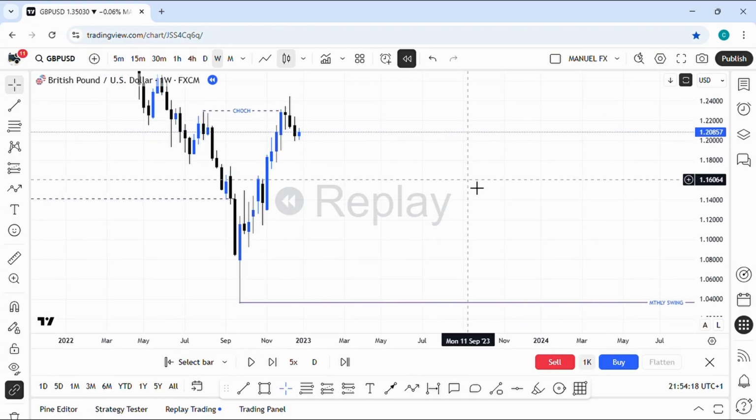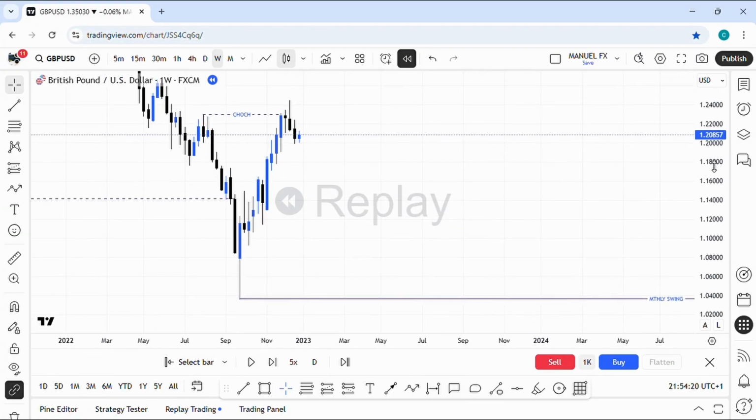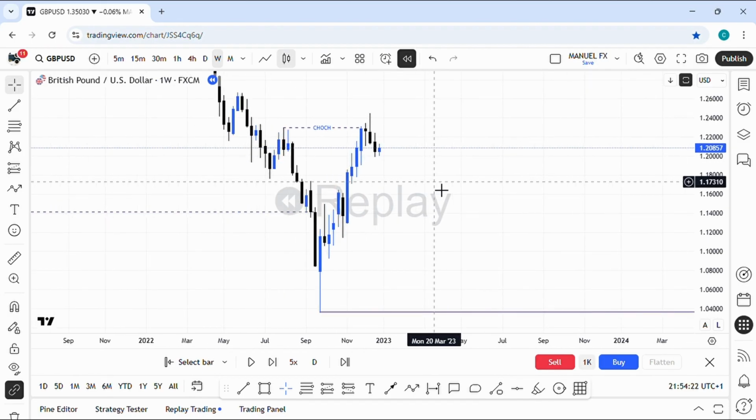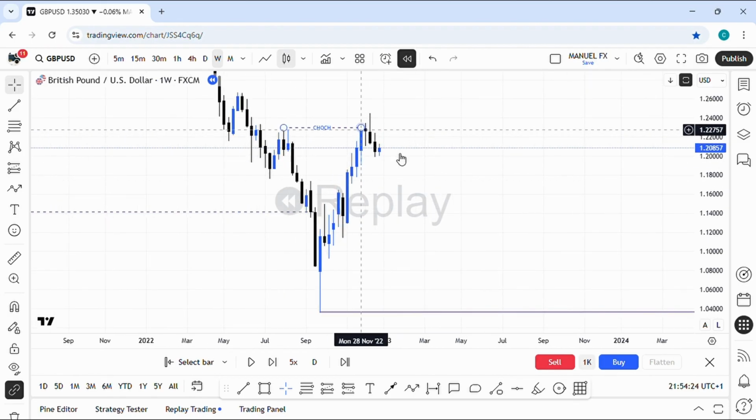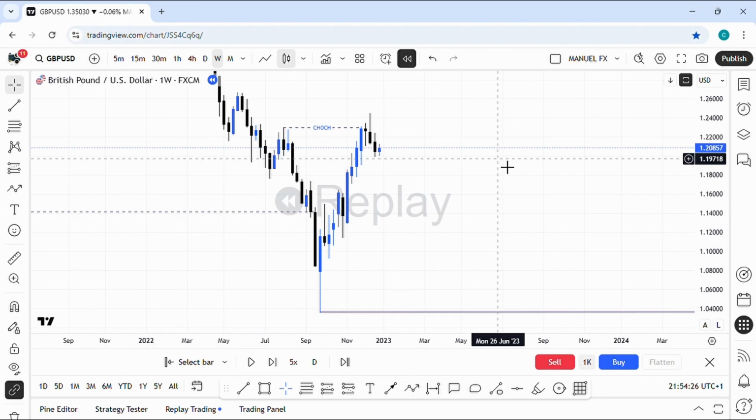Take out the inducement. Now remember I told you that once you see a change of character, the price should take out the inducement, based on two types of inducement. There is inducement after a change of character, and there is inducement before a change of character. I keep repeating this so that you understand it.